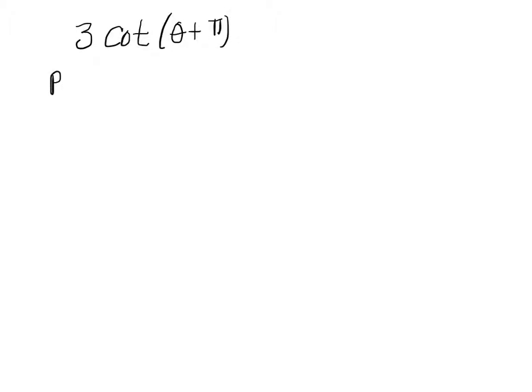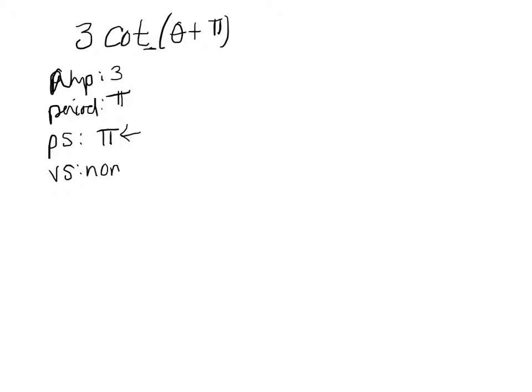I have my amplitude, which is going to be 3. The period, again, cotangent has normally a period of pi, so I'm going to take pi divided by b, and since b is nothing, I'll just leave it as pi. My phase shift is going to be pi to the left, and my vertical shift is none. There's nothing being added on at the end.